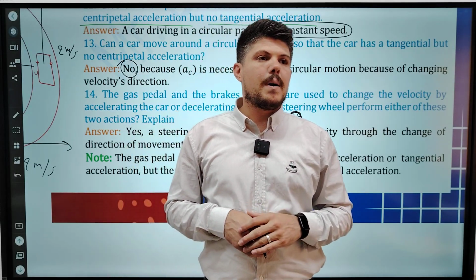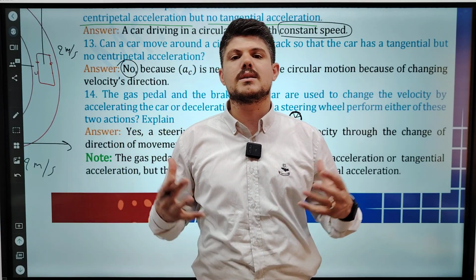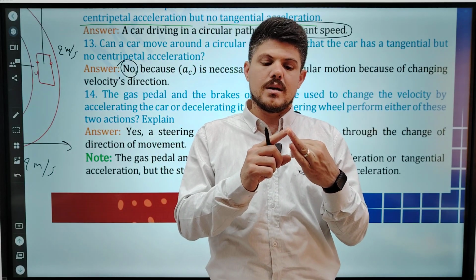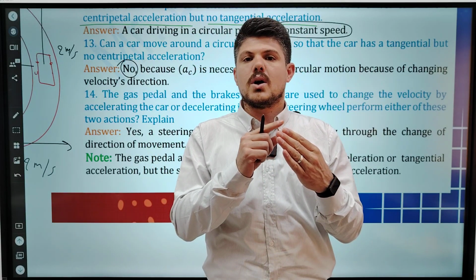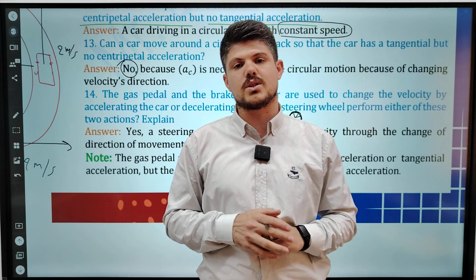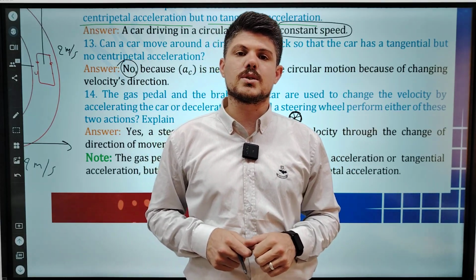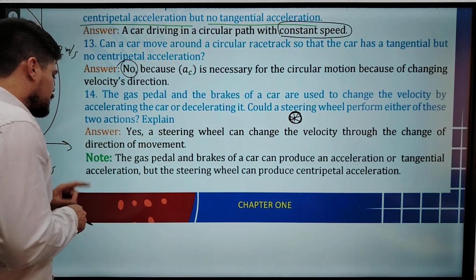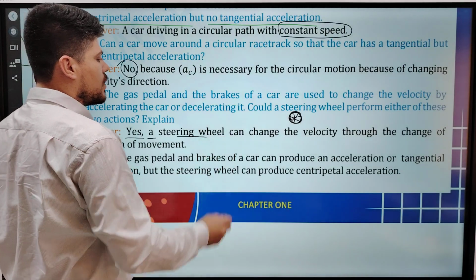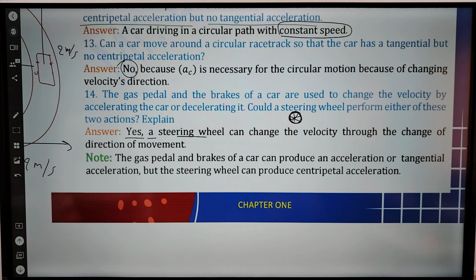Another question. Which of the following is responsible for producing the centripetal acceleration? Gas pedal, brake, steering wheel, all of them. Only the steering wheel is responsible for centripetal acceleration, and the gas pedal and the brakes are responsible for the tangential acceleration. Pay attention, this question is very important. So the answer is yes. The steering wheel also can change the velocity through changing the direction of the movement.